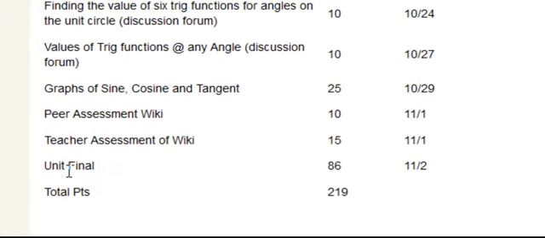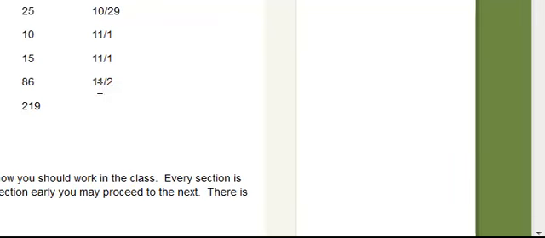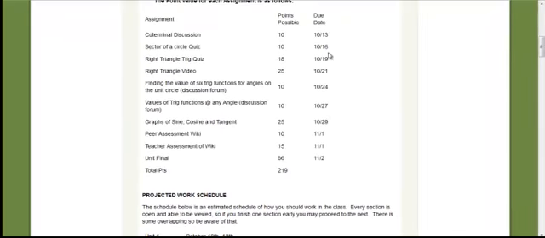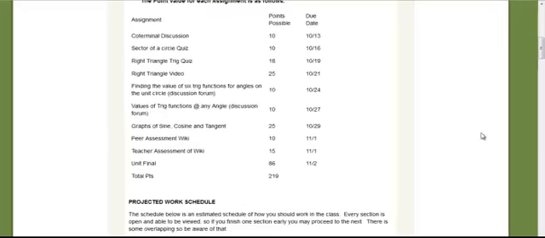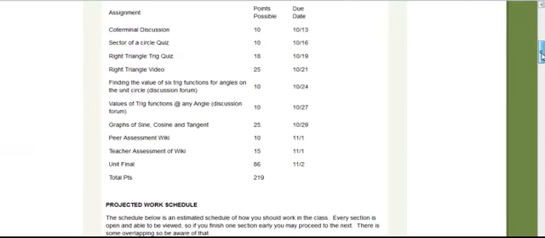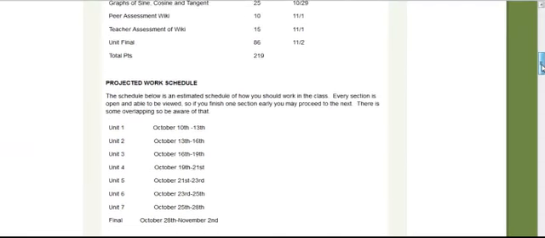The unit final will be worth 86 points. As you can see, that's significantly more than everything else, as a final should be, and that is due on November 2nd. All of these dates are by 11:59 p.m., so be aware of that and have that scheduled out in your planner to make sure that you are aware of when everything is due.